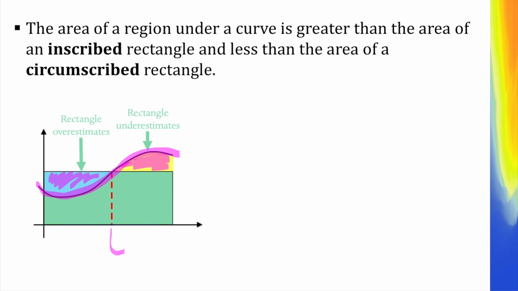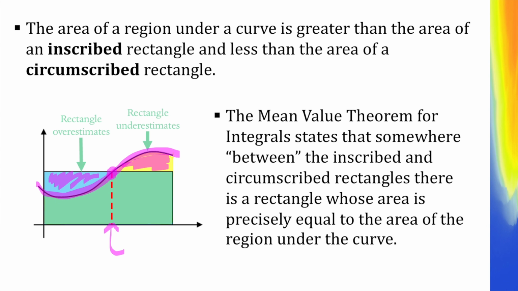But in between those, there's this perfect little spot where the height of the rectangle is right where it needs to be. The mean value theorem for integrals states that somewhere between the inscribed and circumscribed rectangles, there's a rectangle whose area is precisely equal to the area of the region under the curve.